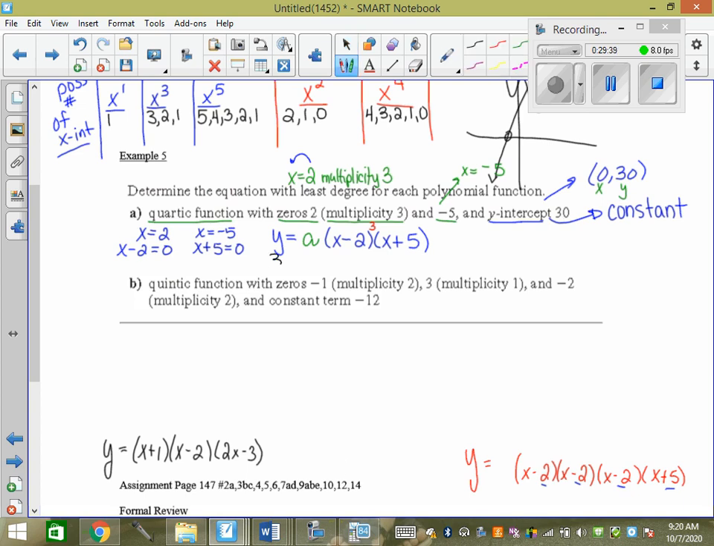So I'm going to do that. I'm going to get 30 equals a, 0 minus 2 cubed, 0 plus 5. So I'm going to get 30 equals a. This is going to be negative 8. I'm not going to skip steps to show you. Times 5. 30 equals negative 40a multiplied. Divide by negative 40. A equals negative 3/4. And then people will stop here.